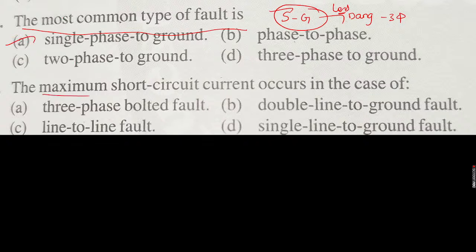Next, the maximum short circuit current occurs in case of, there are many types of fault in our power system, like a three phase fault, line to line fault, double line to ground fault, line to ground fault. So we have seen there are many faults. Out of all these faults, which fault will provide maximum fault current? Maximum fault current will be provided by the three phase fault. Okay, fine sir. I hope you all have understood. That is a basic theoretical question. Let us go ahead with the next one.